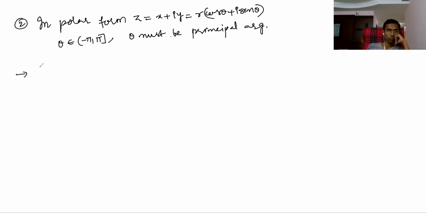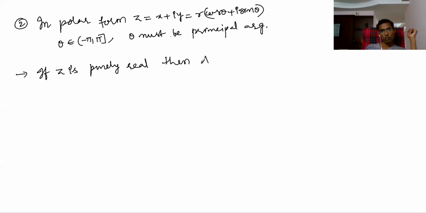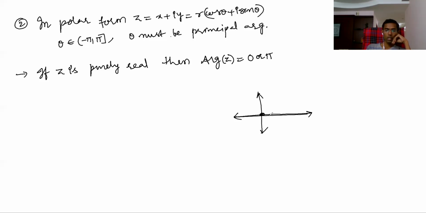So the next important point now: if z is a complex number, if z is purely real, then what is the argument of z? It is 0 or pi. Purely real means what? It is on the x-axis. Please understand, 1 is a complex number. 1 is 1 comma 0. 2 means 2 comma 0. Imaginary part is 0. So now, purely real, that means here two cases.